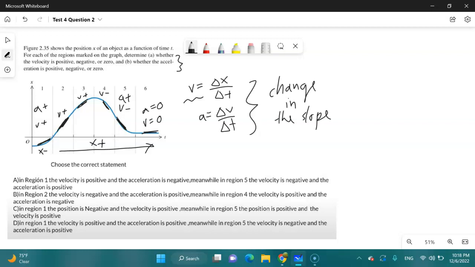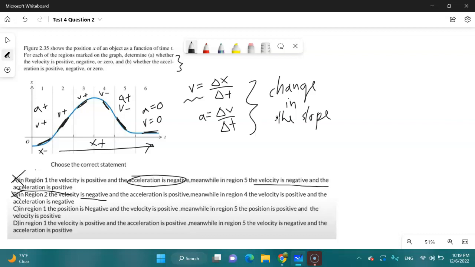In region 1, the velocity is positive and the acceleration is negative. Meanwhile, in region 5, the velocity is negative and the acceleration is positive. Although this part of the problem is correct, we know that the acceleration is not negative in region 1, so we can go ahead and eliminate that answer choice. In region 2, the velocity is negative. We already know that the velocity is not negative in region 2, so we can take that one out as well.